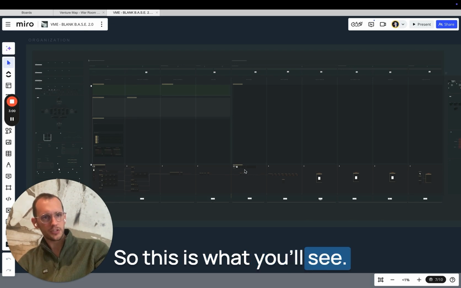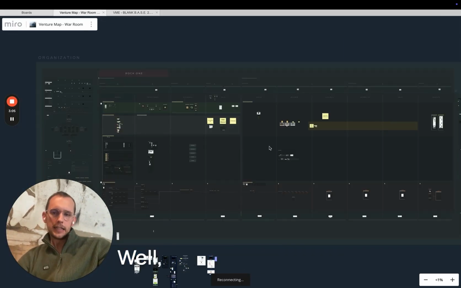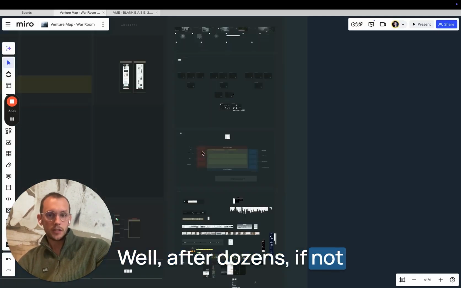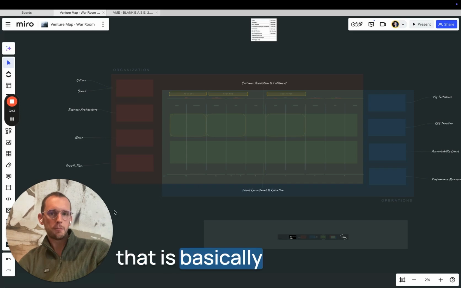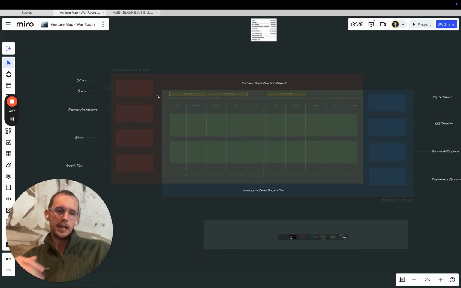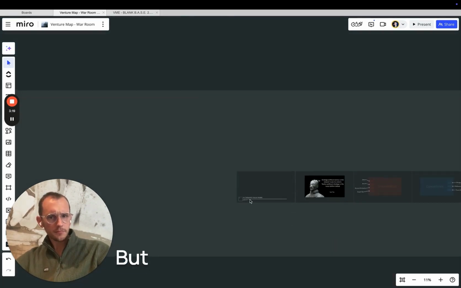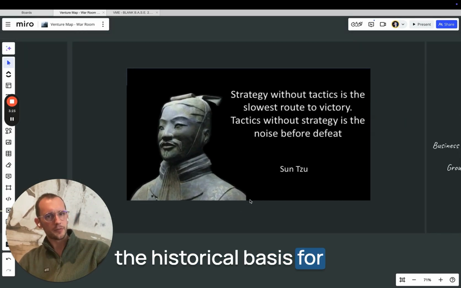So this is what you'll see. What does this actually mean in the real world? Well, after dozens, if not hundreds of iterations, we've landed on a structure that is basically this. It's 2 panels overlapping, and we'll get into it. But before we talk about shapes, let's talk about the historical basis for it.